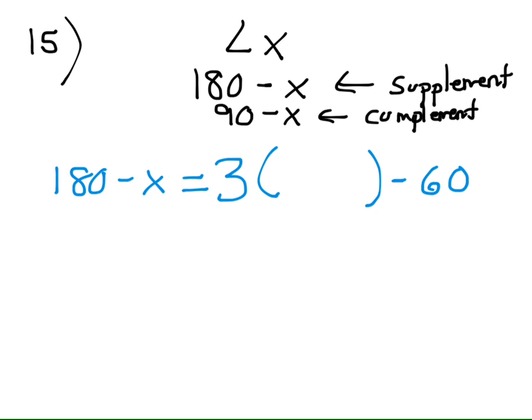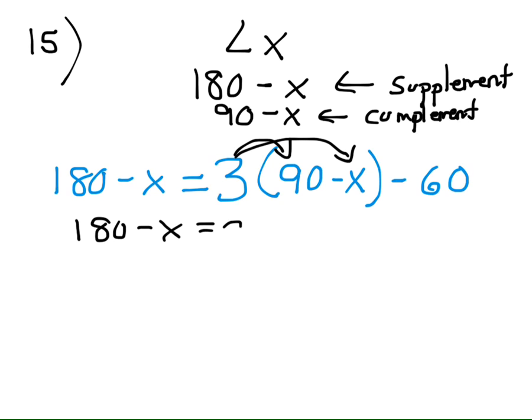So inside these parentheses, it says 3 times the measure of its complement. I'm going to go 90 minus x. So now I have an algebra problem that I can begin to solve for x. I'm going to distribute to get rid of the parentheses. So the left side of the equation stayed the same. 3 times 90, 270. 3 times negative 1x, minus 3x, minus 60.